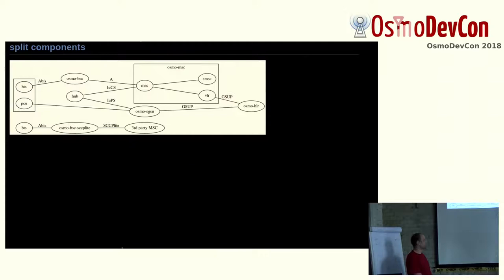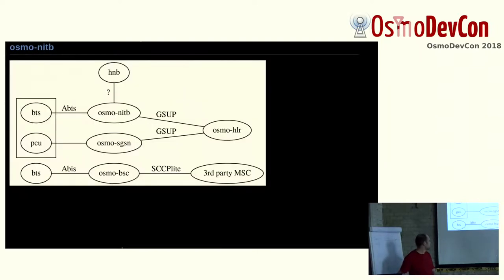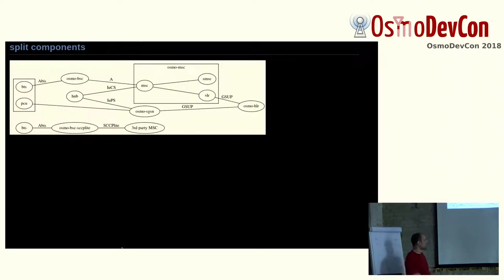The 3G home node B has a proper connection point, IuCS, to the MSC. And same goes for the SGSN. And now on the bottom, you might have noticed what was previously the Osmo BSC talking SCCP Lite. It now became the Osmo BSC dash SCCP Lite to indicate that it's the legacy Osmo BSC. This SCCP Lite one is still in openbsc.git, and the proper one that we want to be supporting and using from now on is in osmo-bsc.git.